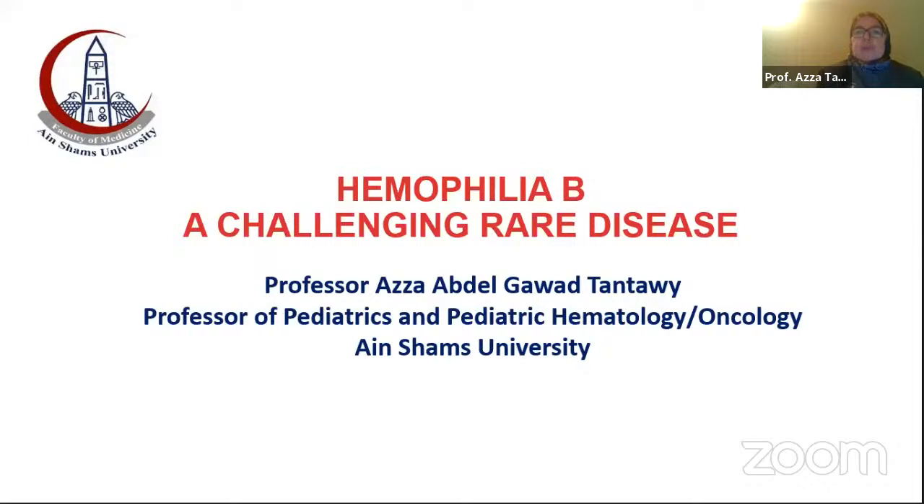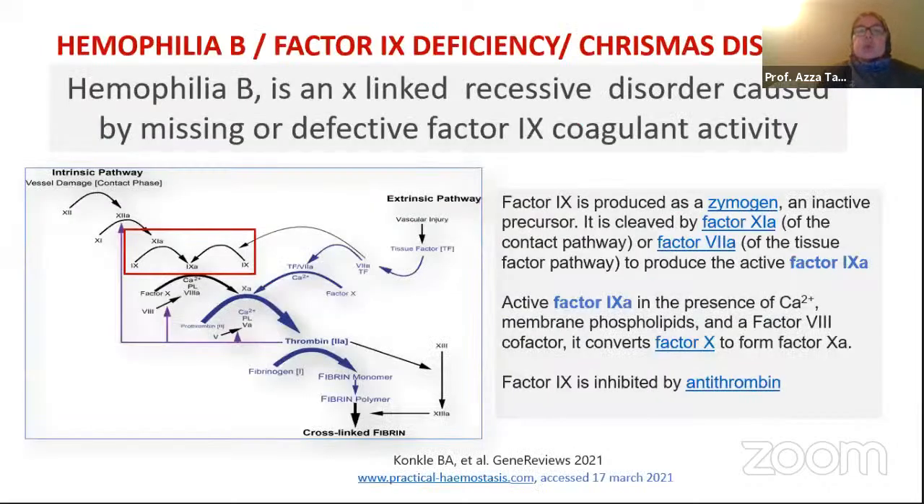I'm going to discuss hemophilia B as a rare disease. We know that hemophilia B, or factor IX deficiency, or Christmas disease, is an X-linked recessive disorder caused by missing or defective factor IX coagulant activity. Factor IX is very important in the intrinsic coagulation cascade. It's activated by activated factor 11 and activated factor 7, and it activates factor 10 to go on through the common pathway.